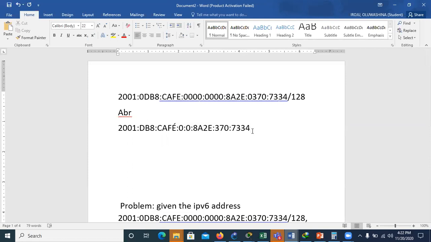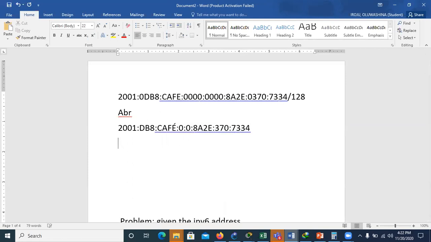The answer to that question is still yes. The second rule of abbreviating an IP address states that if you have multiple groups of zeros, replace them with a double colon. So I can abbreviate this to be 2001:DB8:CAFE::8A2E:370:7334. Now, how many groups do we have here? 1, 2, 3, 4, 5, 6. We now have 6. From 8 to 6, we've abbreviated.